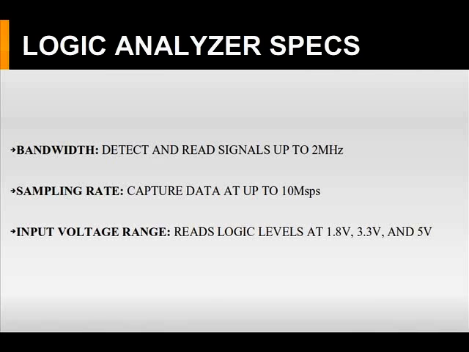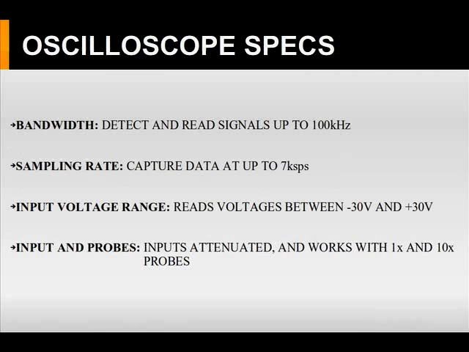It is also important that normal logic voltage levels are able to be read by the device, which is accomplished by allowing input signals to be between 1.8 volts and 5 volts. Last, I will talk about the oscilloscope specifications. Bandwidth and sampling rate for the oscilloscope follows the same principles as the logic analyzer, but are more important since the waveform can have more values over a given period than just a 1 or a 0.